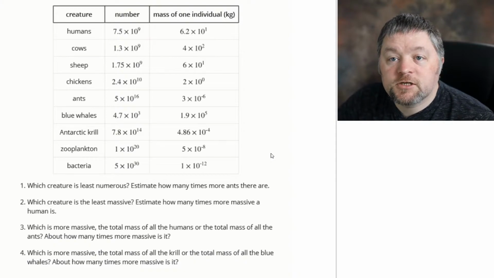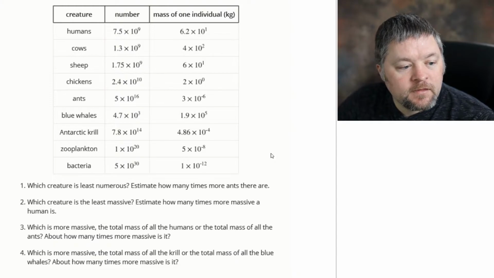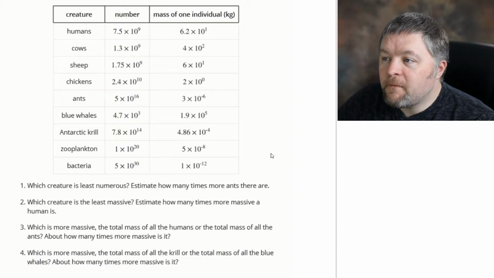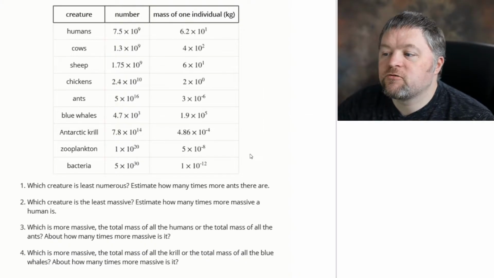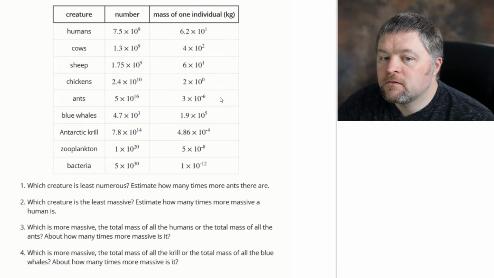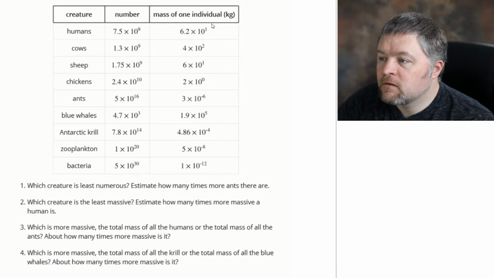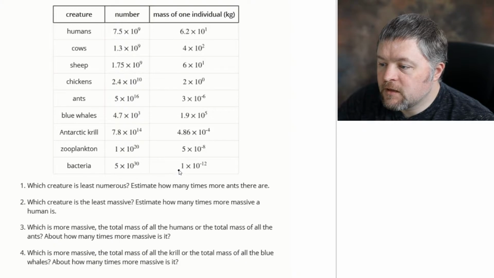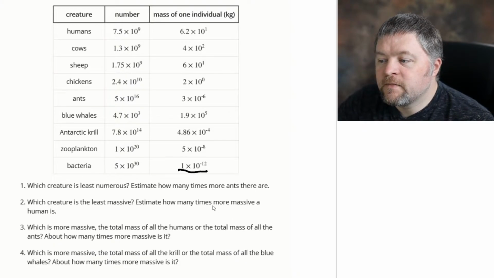Our next question, which creature is the least massive? Estimate how many times more massive a human is. So the least massive, the smallest creature, seems to be a bacteria. So that's our least massive. How many times more massive is a human?